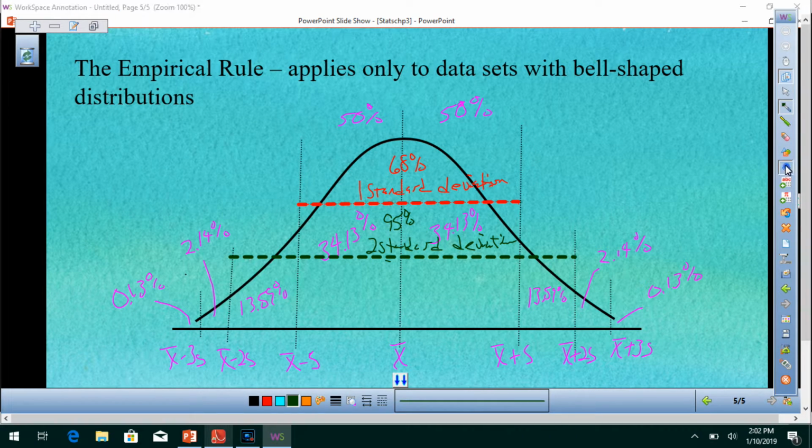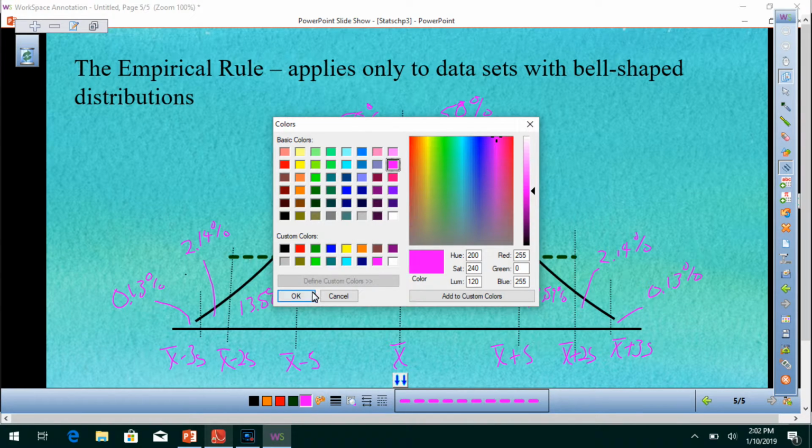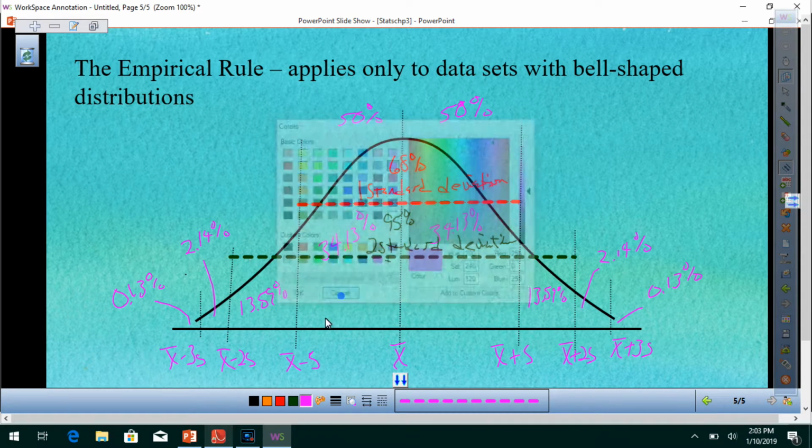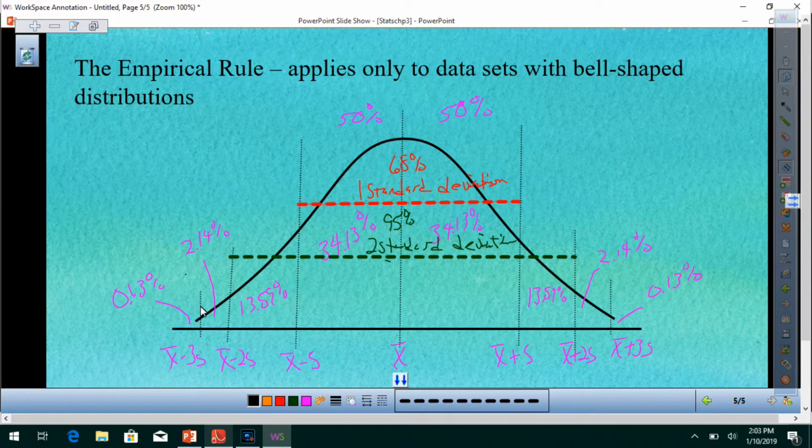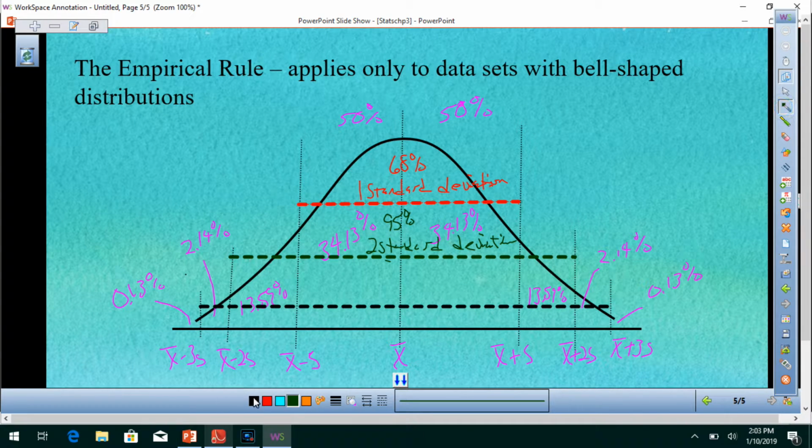And then the third one we're going to look at, let's just do it in black. We're going to go from here to here, and we're going to say that is 3 standard deviations, and that is going to be 99.7%.